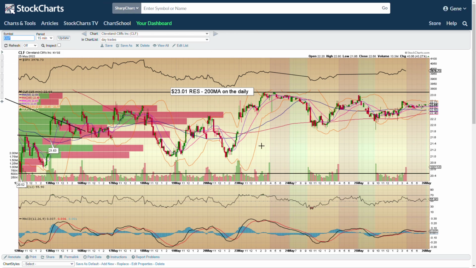Cliff, this is in the steel industry. When we put this chart up, we were noting that the 2301 was the 200-day on the daily, which was resistance. We got rejected there. We have not been able to make it back to that area.